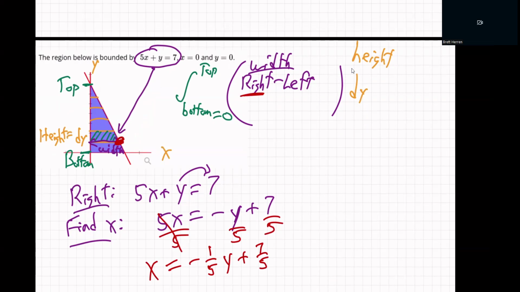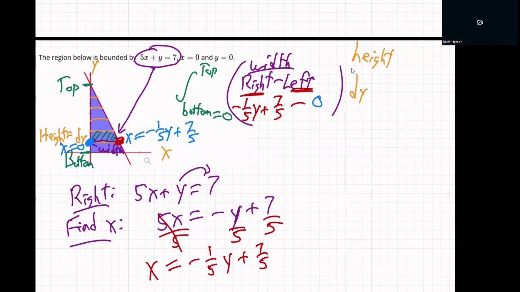So the right edge is minus 1/5 y plus 7/5, minus the left edge, which is just 0. Right? This left edge is just x equals 0. So this is x equals minus 1/5 y plus 7/5, and this is x equals 0. So that gets you the width times the height.